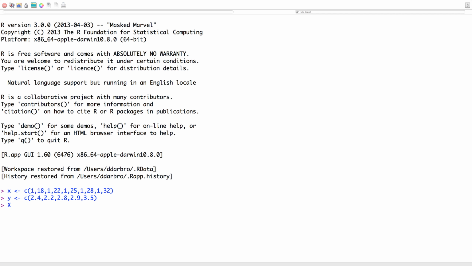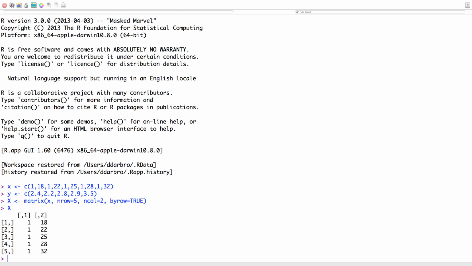All right, so matrix X will have a capital. This will be matrix using X with nrow equals 5, ncol equals 2, byrow equals TRUE. So matrix X, exactly what we need. Our beta matrix, let's let it be lowercase. So our beta matrix is going to be, what did we say here?